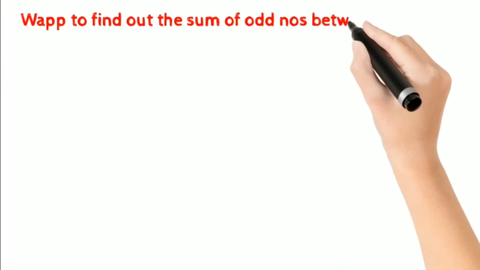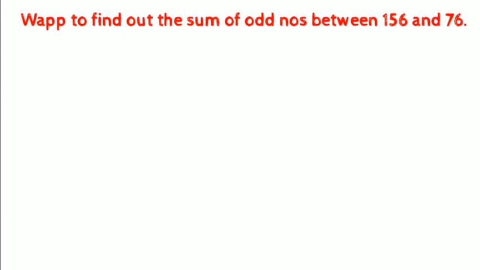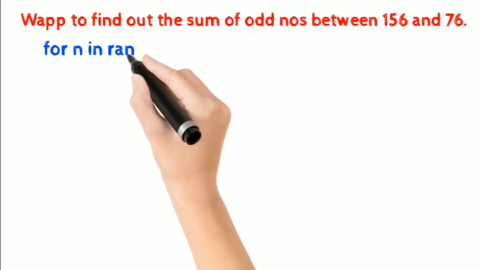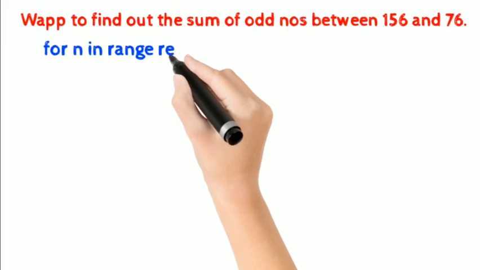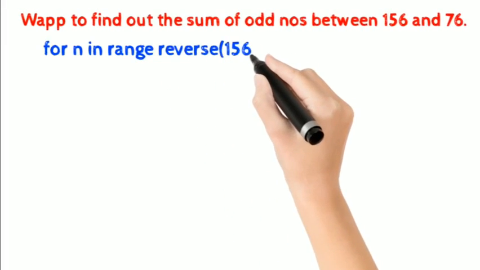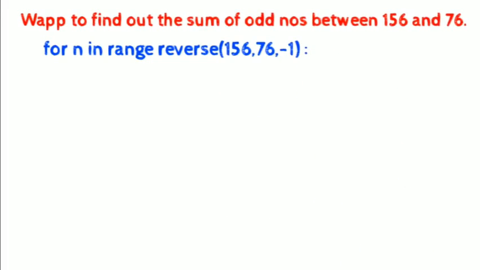Next question, find out the sum of all odd numbers between 156 and 76. So in this case not only is it going in reverse order, but also only odd numbers are to be considered. So the loop will start with for n in range 156 comma 76 comma minus 1, as the step is going down, and we have to use the reverse order as the numbers are moving down.